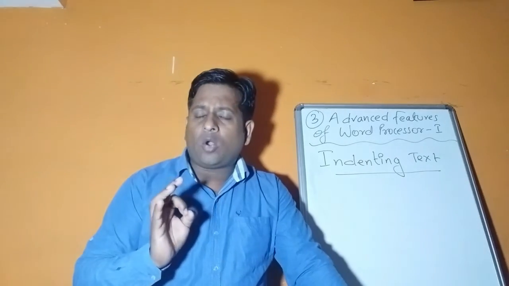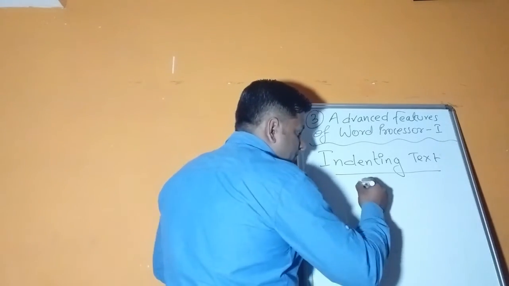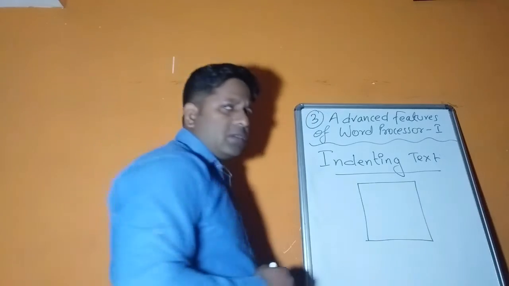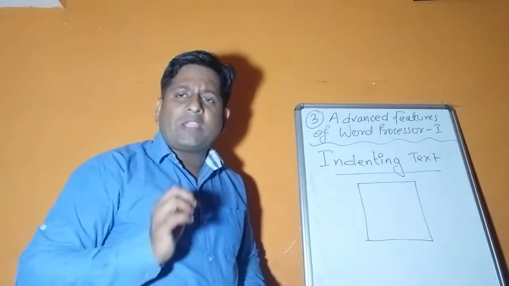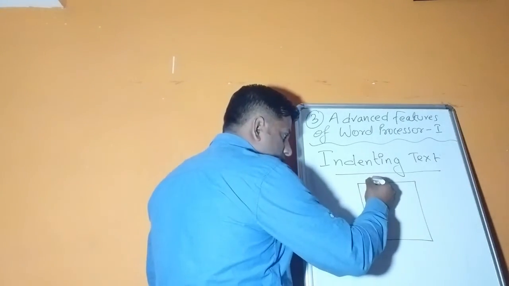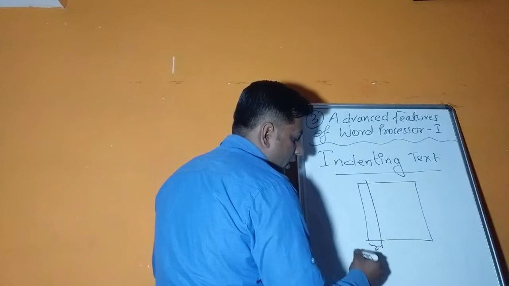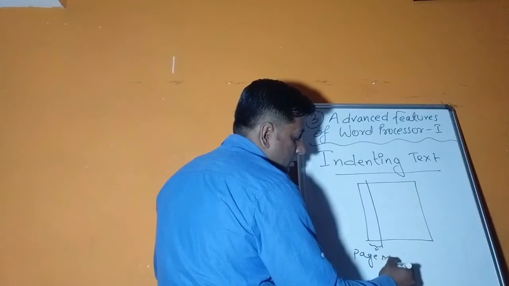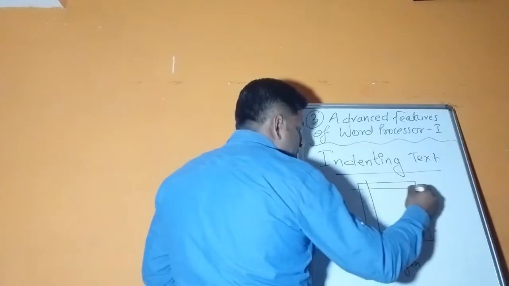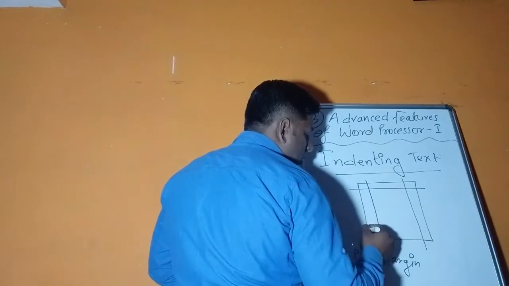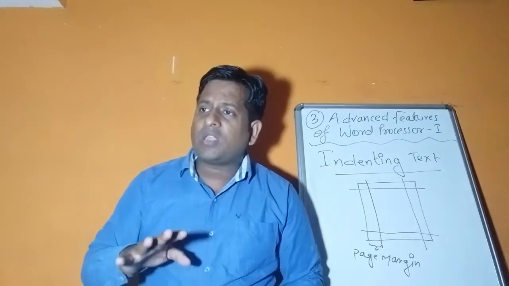Now what is indenting or what is an indent? First we need to know this. Say this is the page, for example the page of Microsoft Word. In a page you use page margin. Say this part is known as page margin. So you can set page margin on all the sides. That means left, right, top, bottom. On all four sides you can set the page margin.